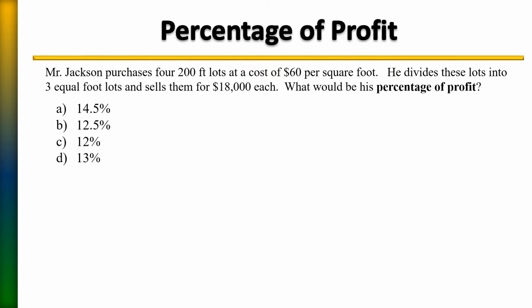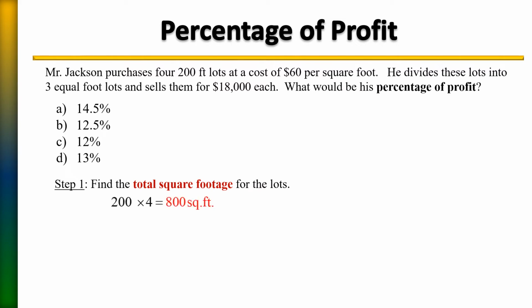So we have 4 lots. Each one of them measures about 200 feet. So the first thing we want to do is get the total square footage for all the combined 4 lots. All we need to do is multiply the 200 times 4, and we have 800 square footage of lot.